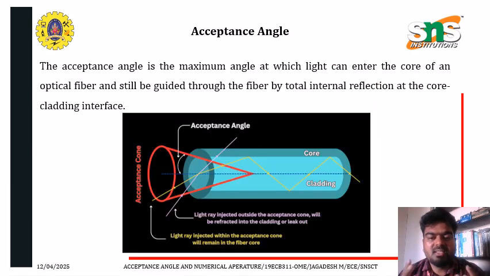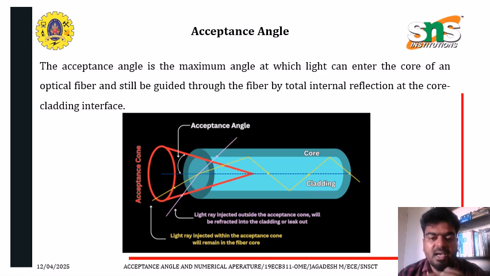So, what is the actual definition of acceptance angle? The acceptance angle is the maximum angle at which light can enter the core. Here, the core part is important. We already discussed fiber optic structure where we have two things to consider: one is a core, another one is a cladding. The core is the important part where the light can be propagated, right? So the light which can enter the core of an optical fiber and still be guided through the fiber by the total internal reflection principle at the core cladding interface.